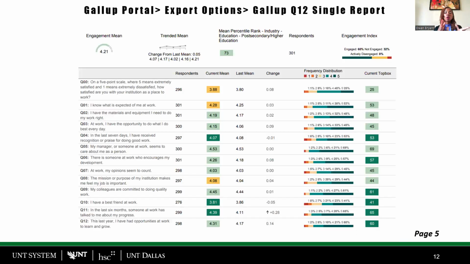So you want to start with a Gallup Q12 single report. So not only do you want to possess a copy of this, you want to make sure every team member gets a copy as well, because this is how they'll also be able to prepare for the conversation. And this report is a valuable tool for preparing for the Gallup engagement action planning conversation. And you may ask yourself, why do I need this report to have a conversation?